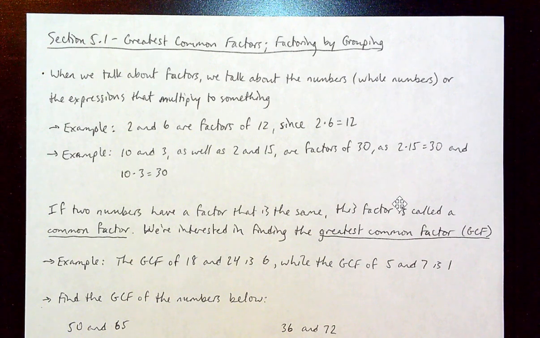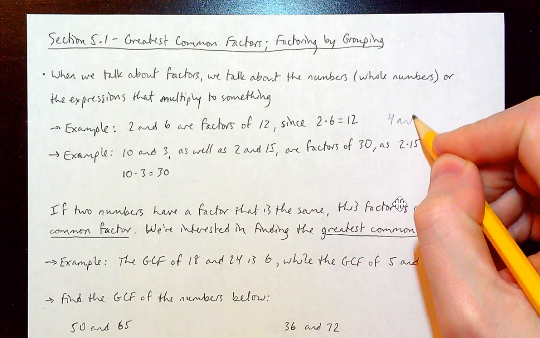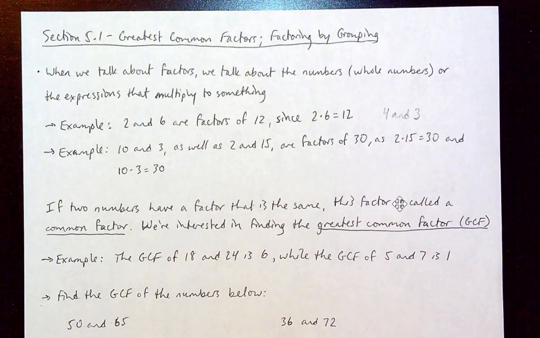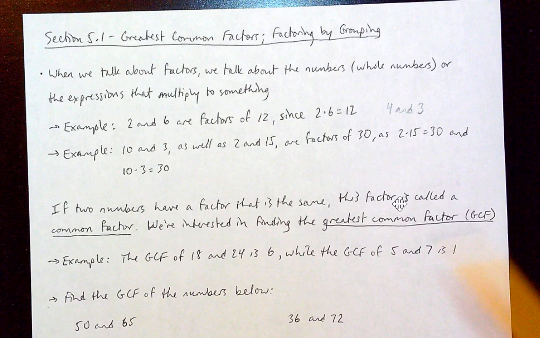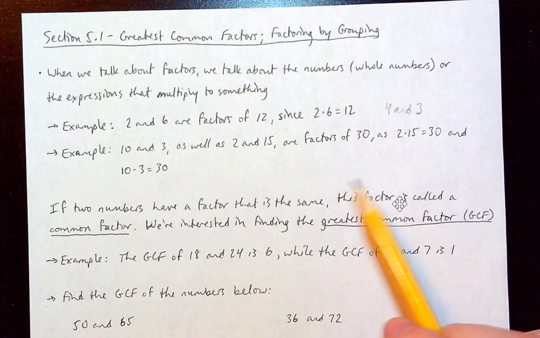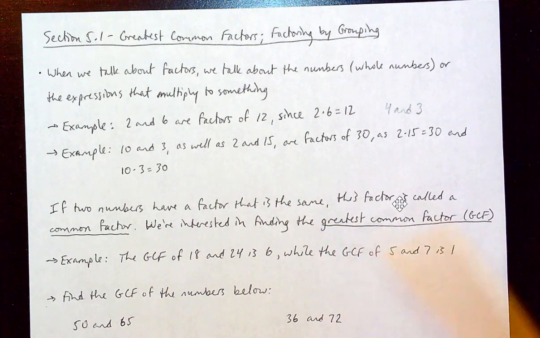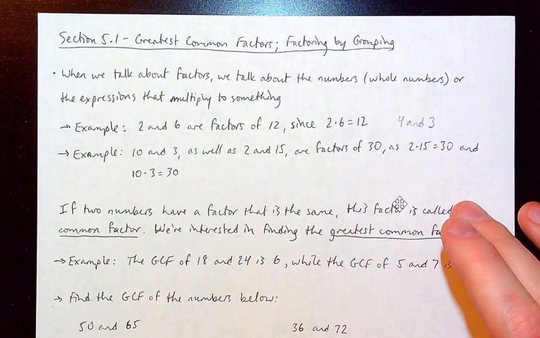So the first couple samples here I have are just numbers. So 2 and 6 are factors of 12 because 2 times 6 is 12. There are other factors of 12. There's 4 and 3 because 4 times 3 is 12. The next sample here is 10 and 3 are factors of 30, as well as 2 and 15 because 10 times 3 gives you 30. 2 times 15 gives you 30.